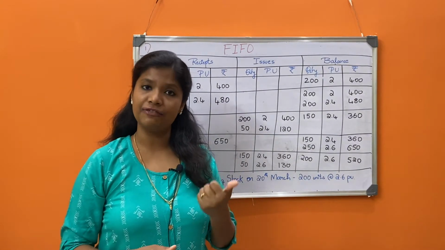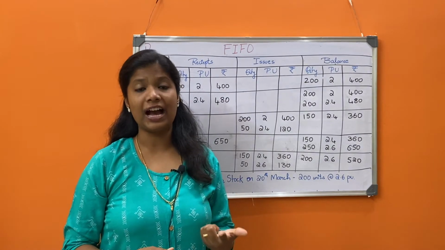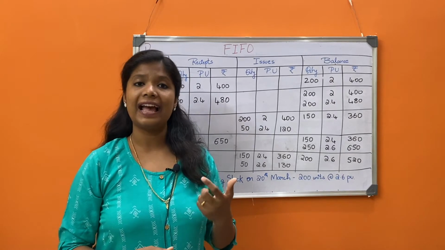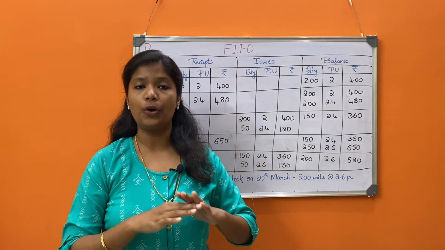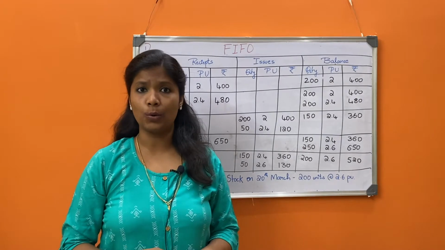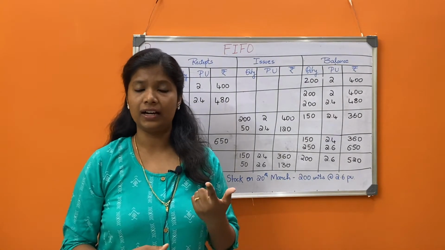Number 1 is FIFO method, which is first in first out. Second, we have LIFO method, which is last in first out method. And next we have simple average and weighted average. So under this category, we have 4 different methods to be solving. Today we'll be solving only 2 methods, FIFO as well as LIFO.